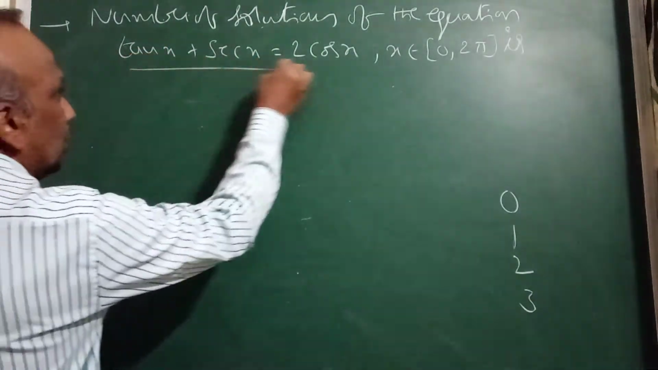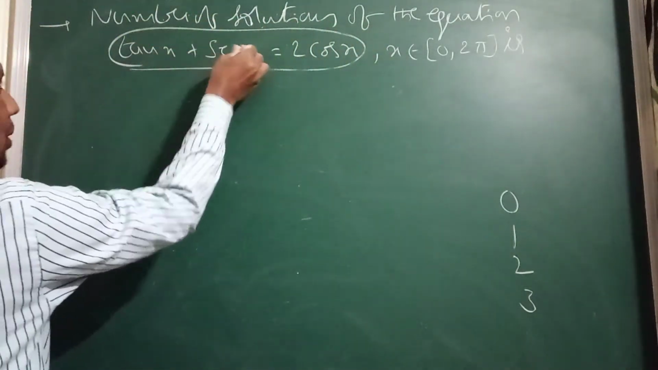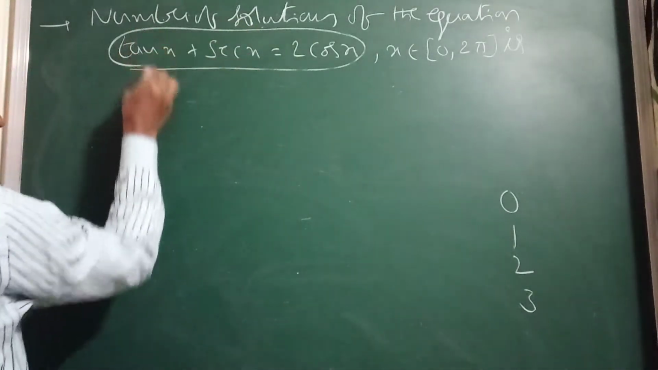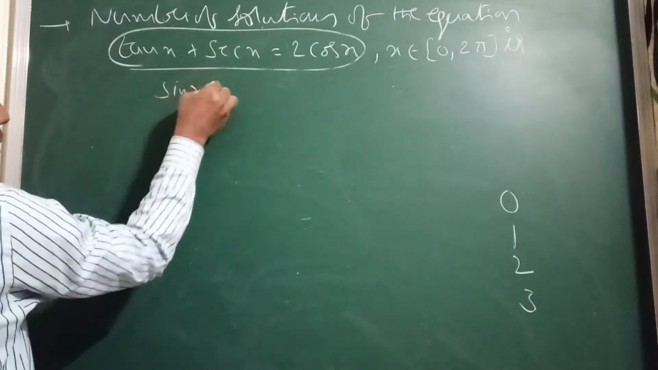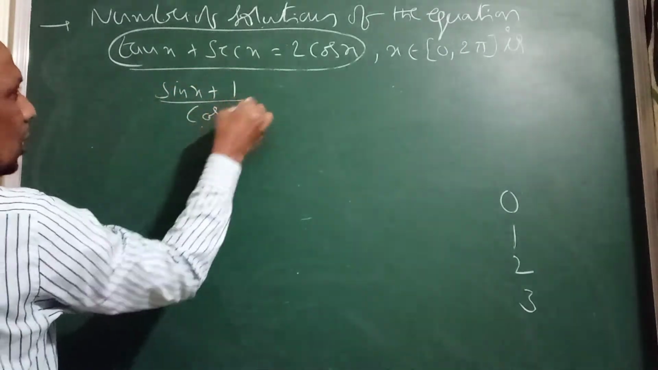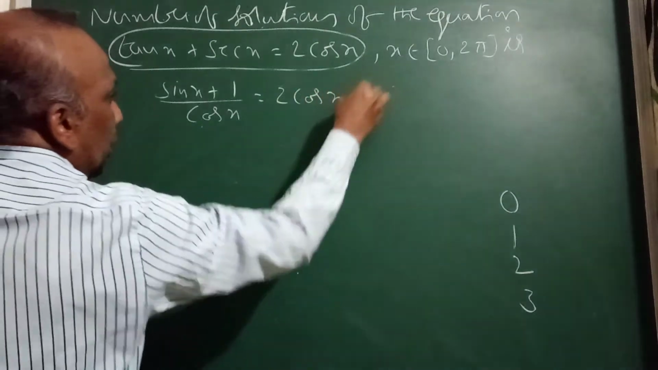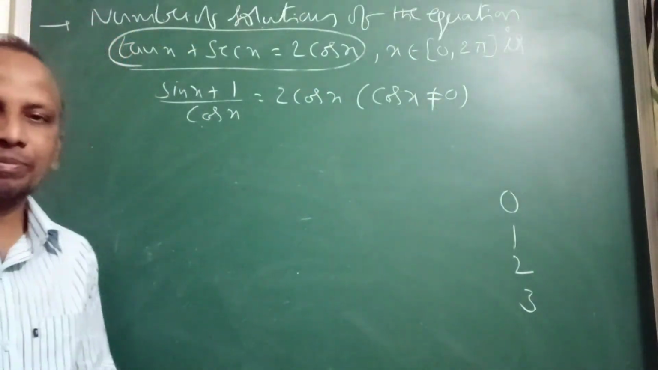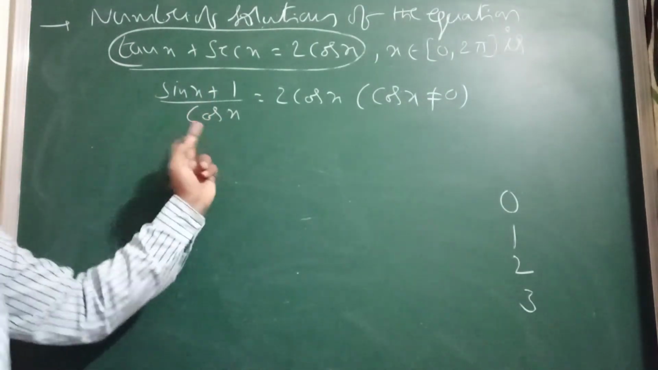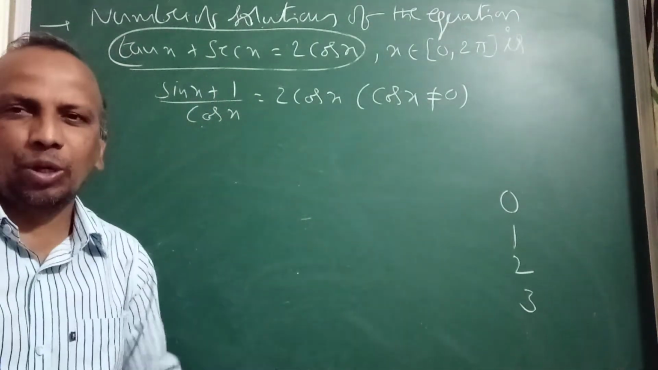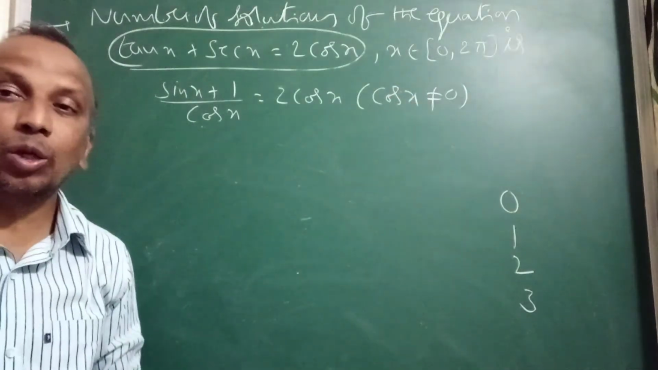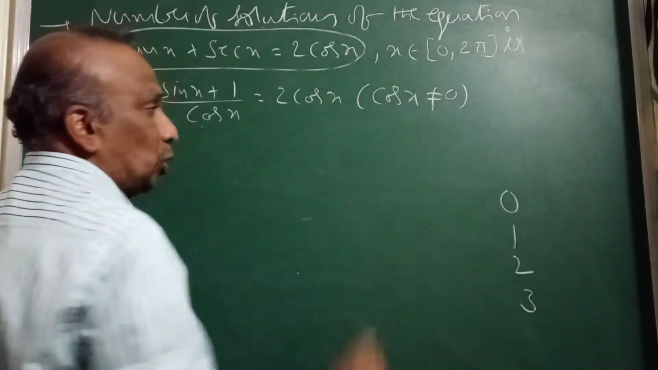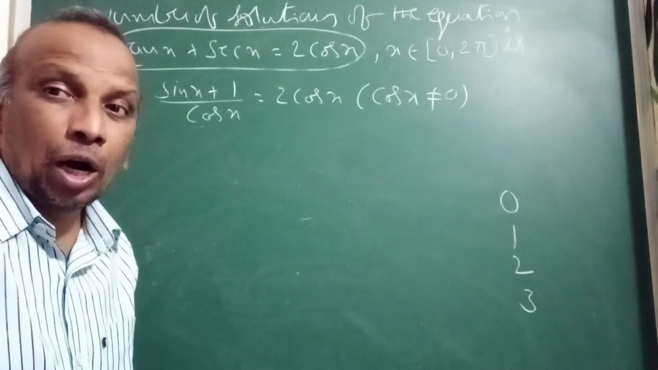Why? Because you simplify this. I can write tan x as sin x by cos x, plus 1 by cos x. If I write this, you will get sin x plus 1 by cos x equal to 2 cos x. Immediately I should write cos x should not be equal to 0. The first step we should do that. The denominator has cos x, so this is defined whenever cos x is not equal to 0. You write immediately cos x not equal to 0. When cos x is not equal to 0, x should not be equal to pi by 2, or any odd multiple of pi by 2.